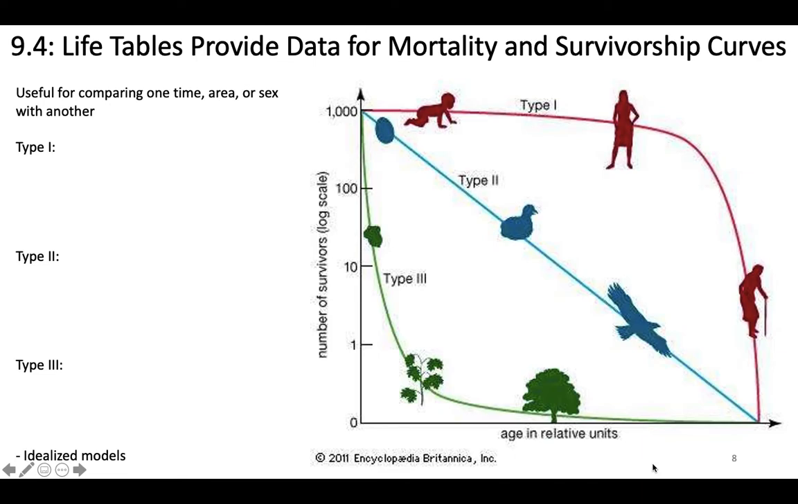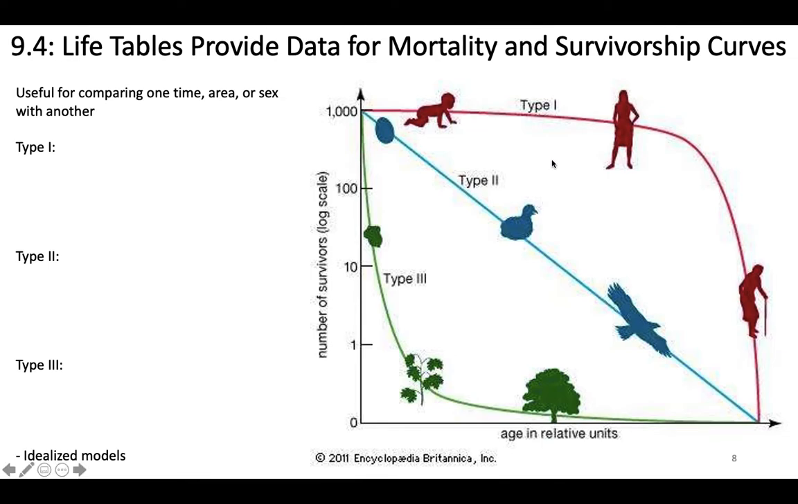Okay. Now what you can do with this life table data is use it to generate things like survivorship curves. Hopefully all of these look really familiar to you. These are all survivorship curves for a single species, but they can also be useful for comparing one time point to another, different geographic areas, or one sex with another sex. So let's do a little review from Gen Bio 2.